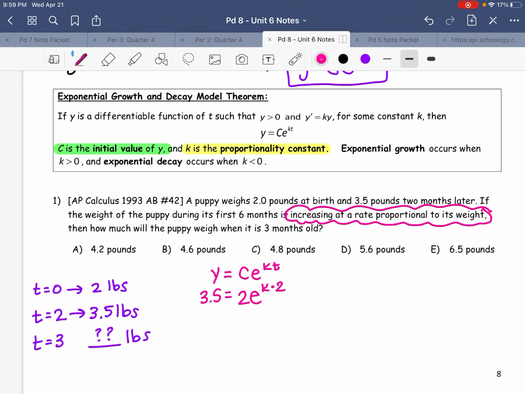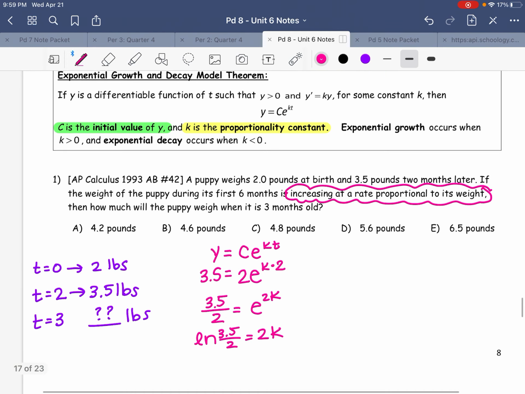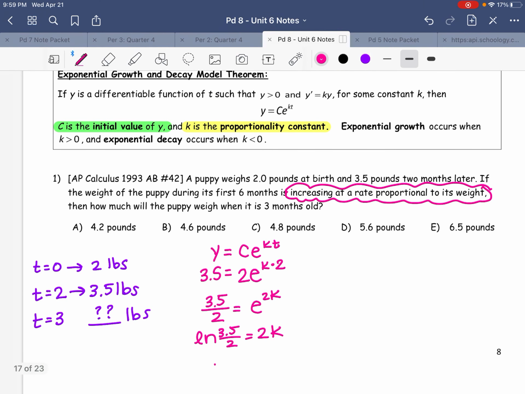And then I'm going to solve for K. And in lots of the problems, you're going to have to solve for K before you can do anything else. So I'm going to divide both sides by 2. To get rid of the E, I need to take the natural log of both sides. And then I need to divide both sides by 2. So K equals the natural log of 3.5, all divided by 2.